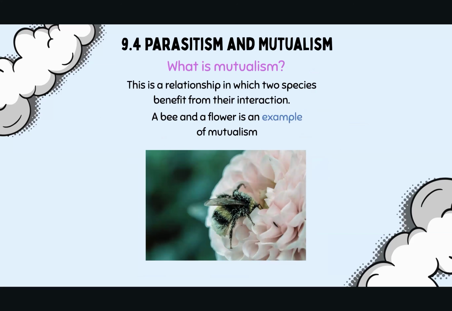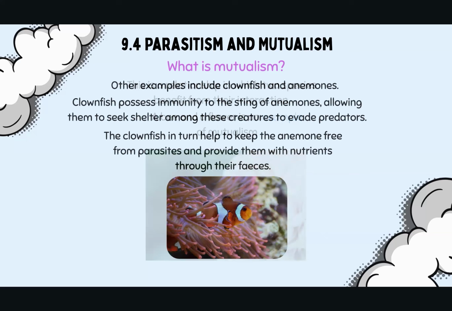Mutualism is a relationship in which two species benefit from their interaction. A bee and a flower is an example of mutualism. This is where both species take benefit from each other. Another example of mutualism is the clownfish and the anemones.